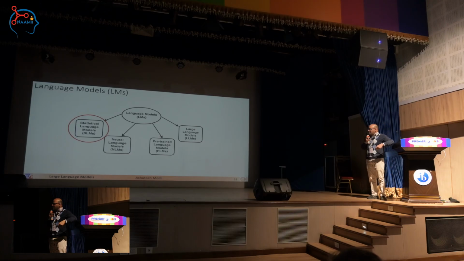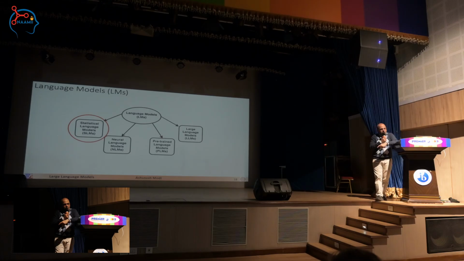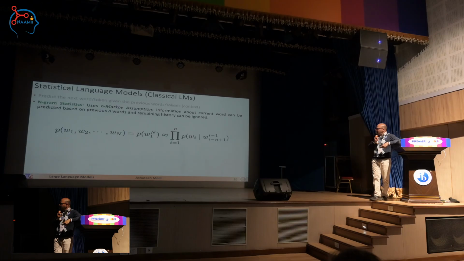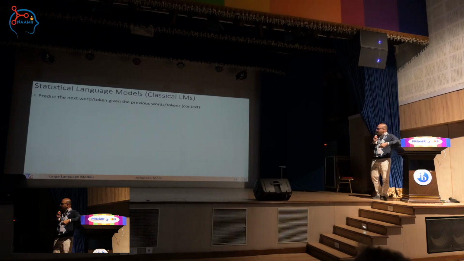So maybe let me quickly go through some of these stages, because this will also help you to understand the perspective about language modeling. So starting with statistical language models, these are also called classical language models. The task, as I said earlier, is to predict the next word given the previous words or tokens, right? And these previous words or tokens are called the context.